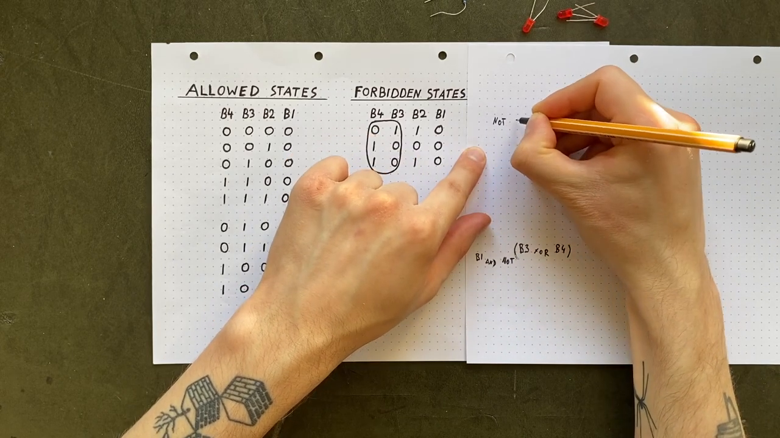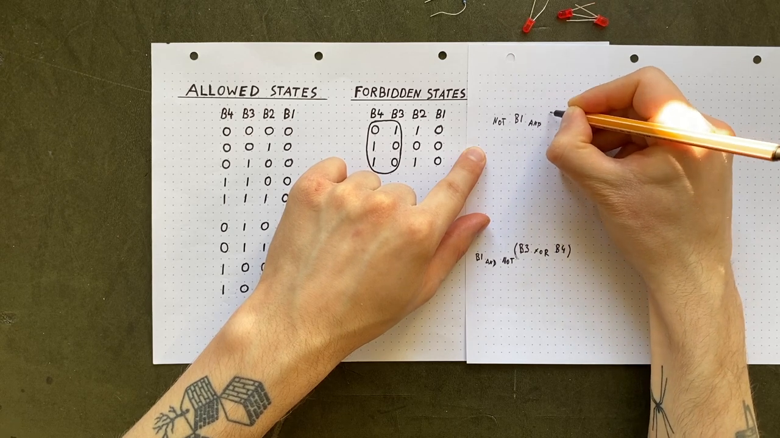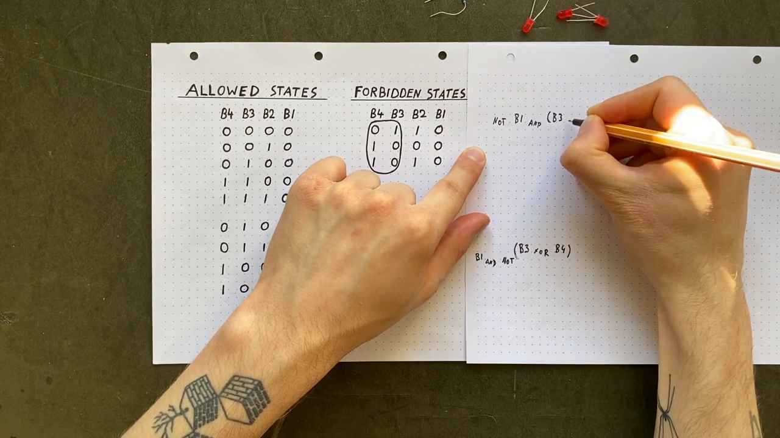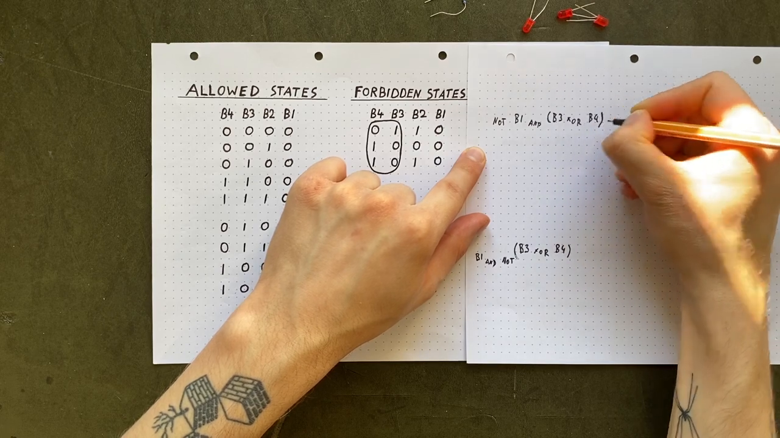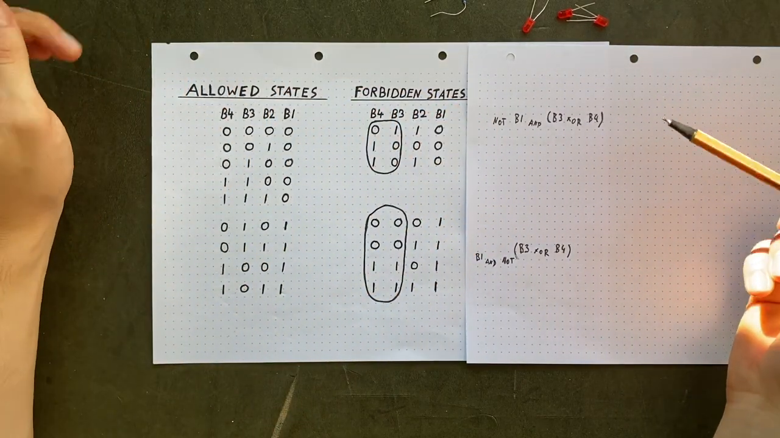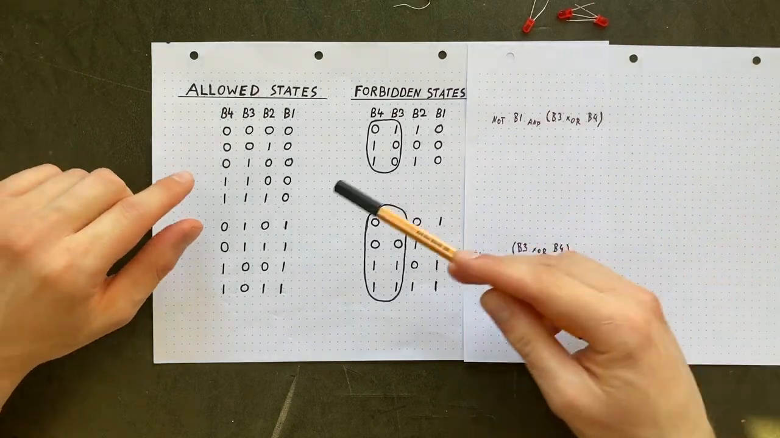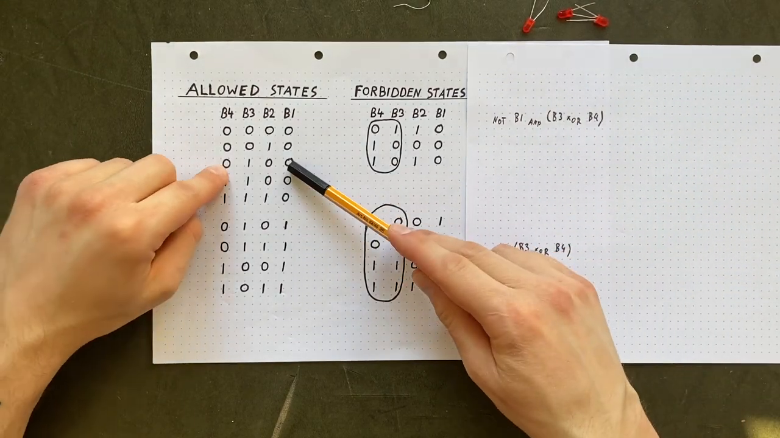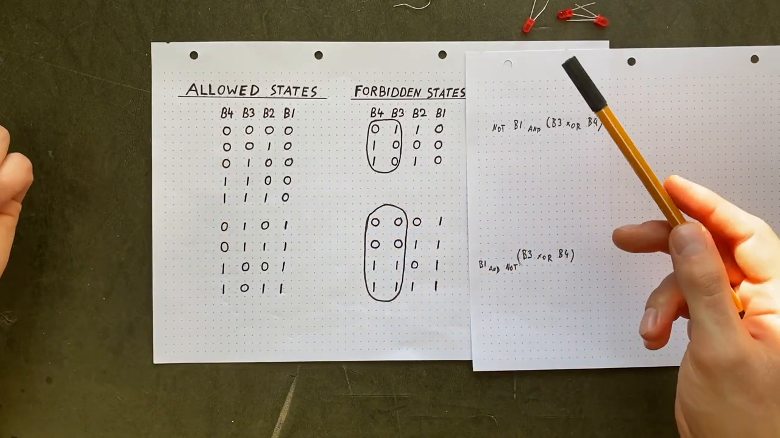NOT B1 AND B3 XOR B4. Note how the NOT operator's position has changed. But if we look at the allowed states, this one falls under the same criteria. So we have to be a bit more specific.